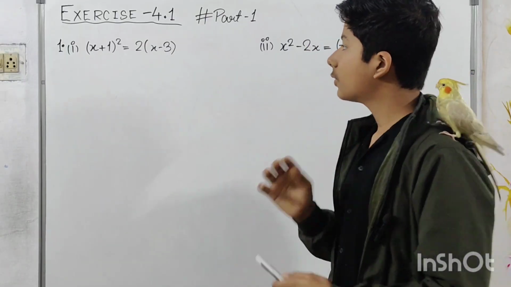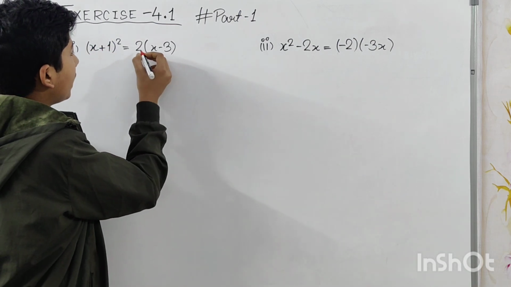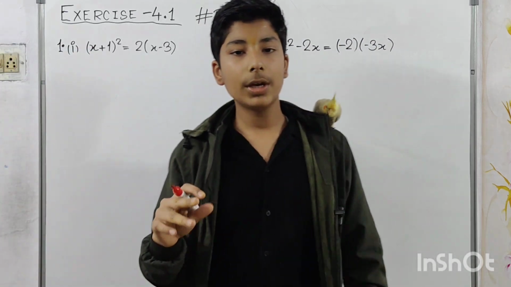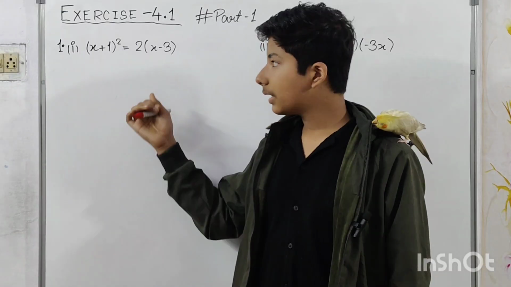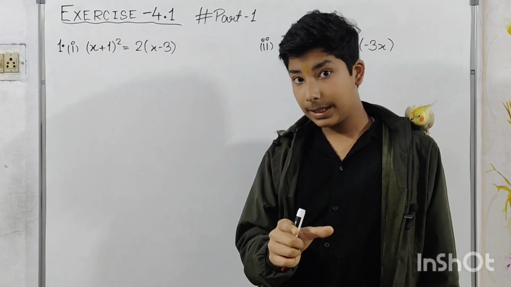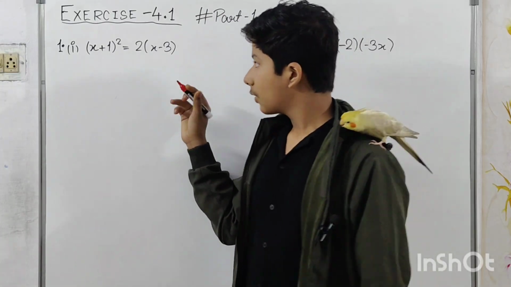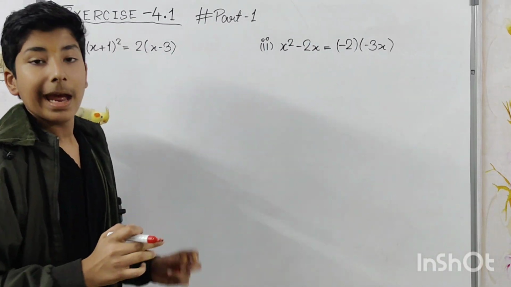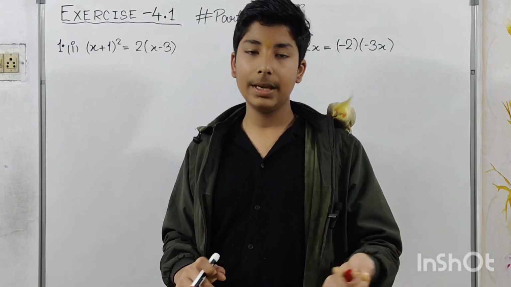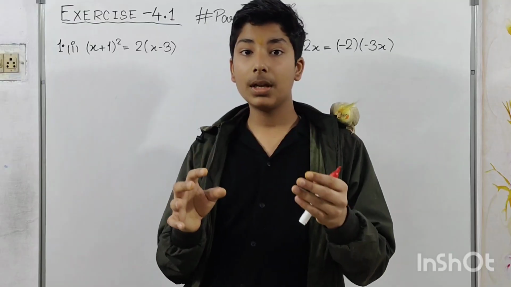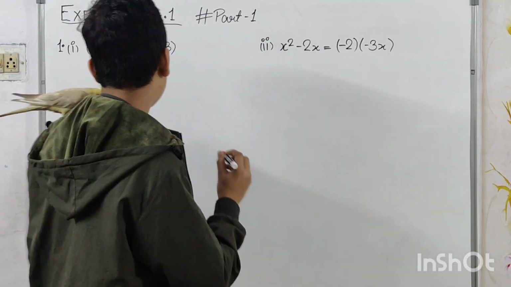Okay. So first part is (x + 1) whole square equals 2 into (x - 3). So let me tell you, in the first question, we have to tell whether each of these equations is a quadratic equation or not. So we will have to solve this, and if the highest power, or you can say the degree of the polynomial of the equation which is coming is 2, then we can say it is a quadratic equation.